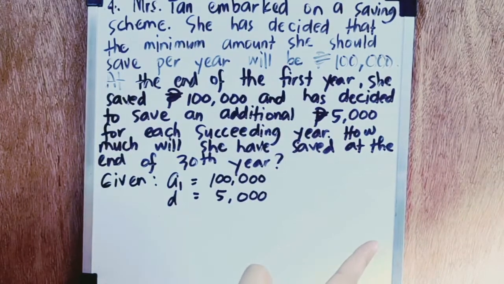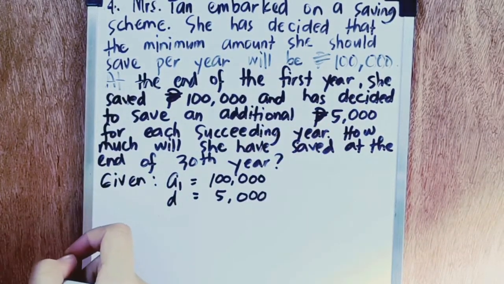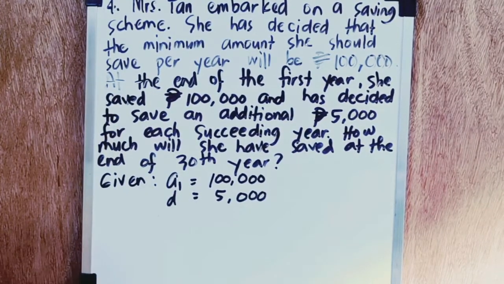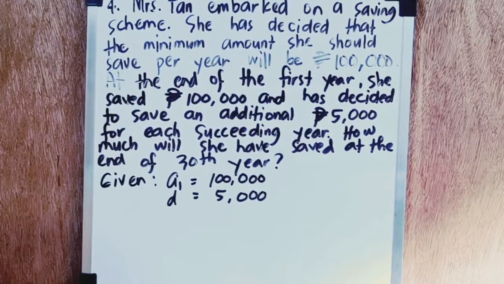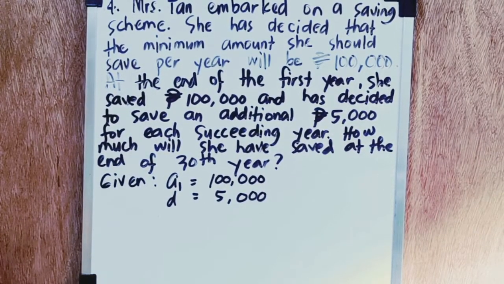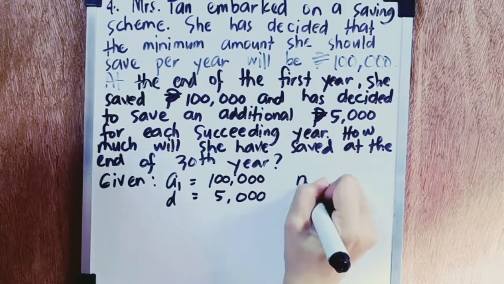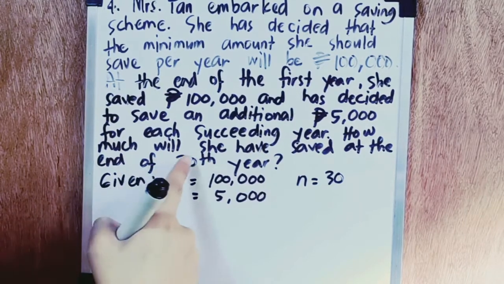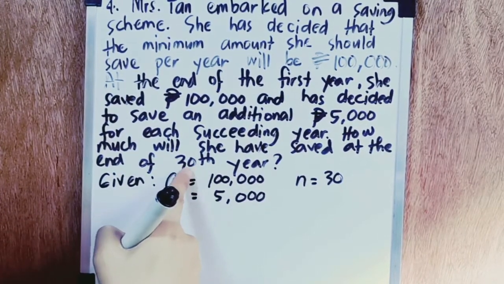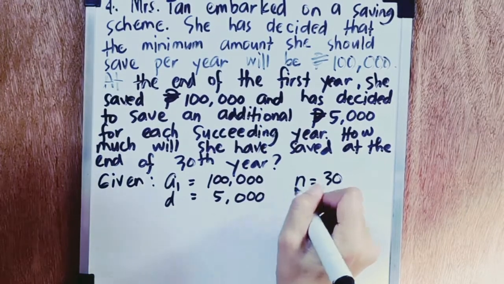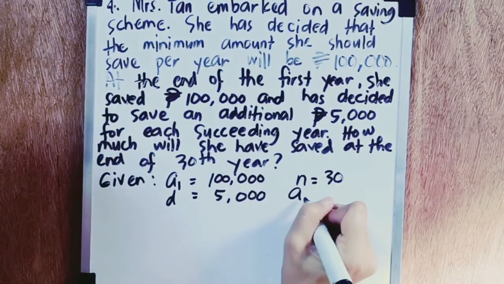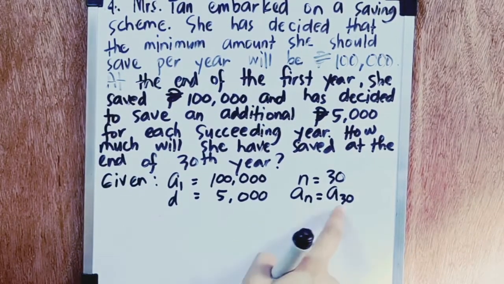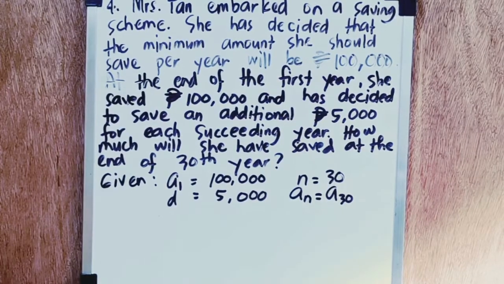The second term, if she will add 5,000 pesos, will become 105,000 pesos. So 105,000 minus 100,000 is 5,000. That is our common difference. The value of n is 30, because we will find how much she will save at the end of the 30th year. And this would be the last term, or the end term, A sub 30, or the amount of money she saved on the 30th year.